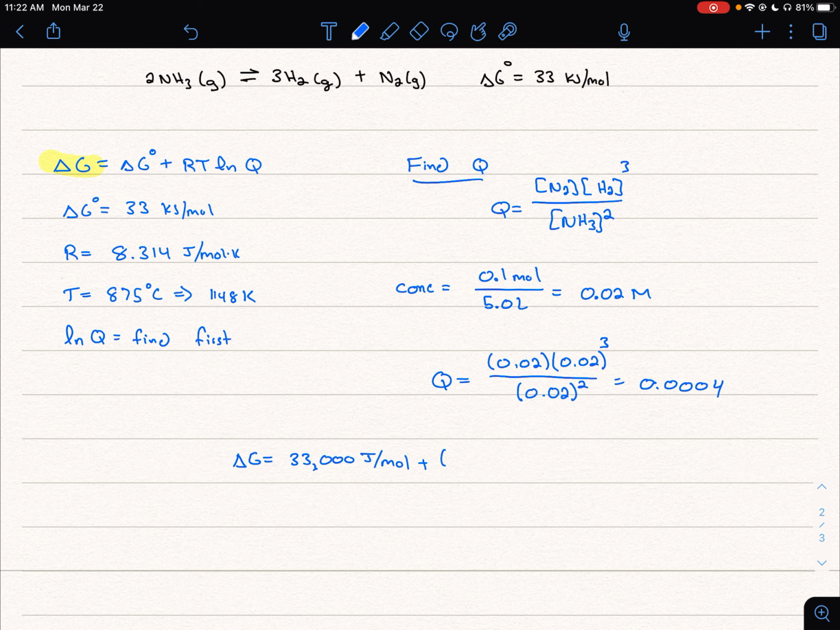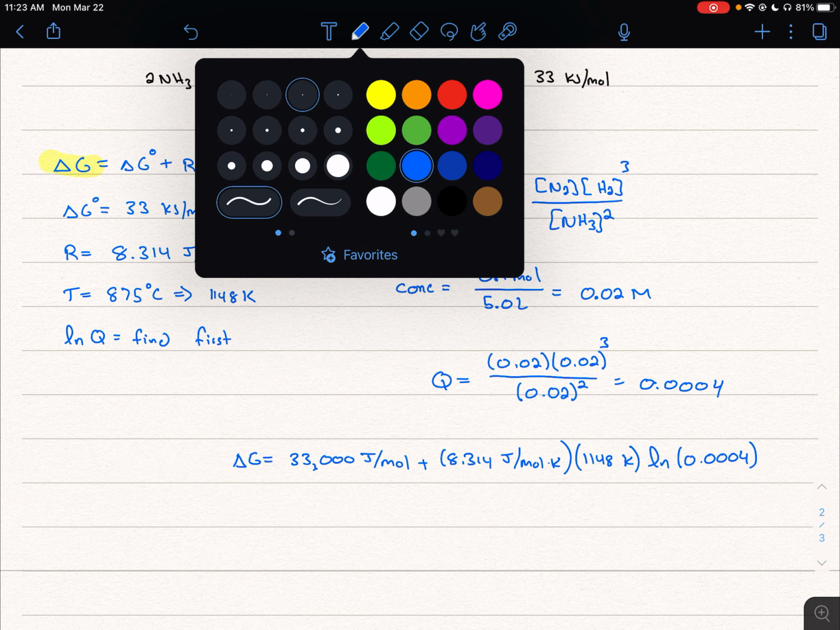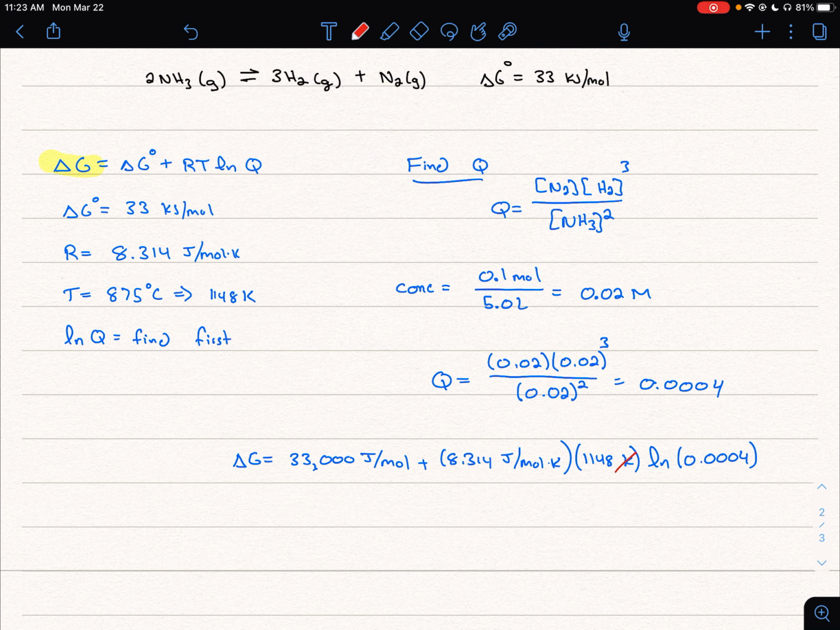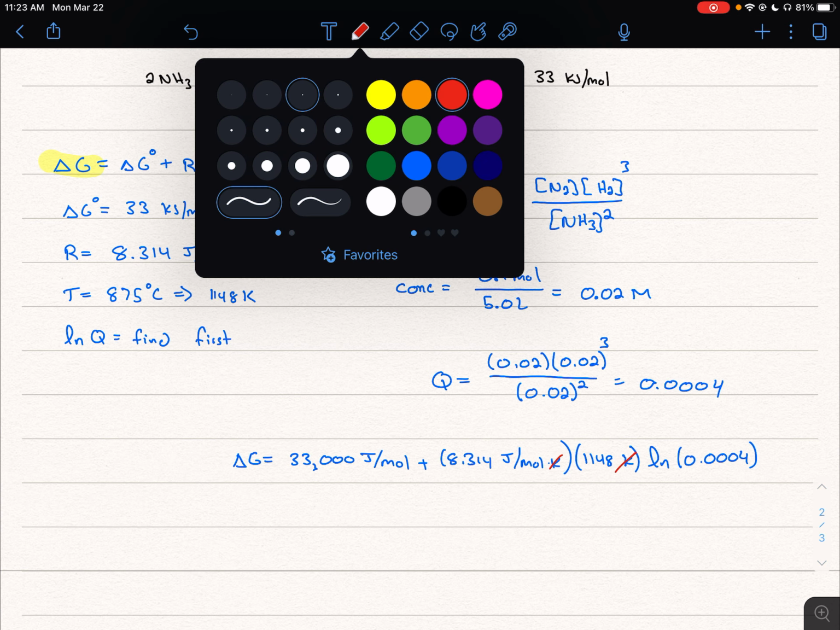plus, and now we have R 8.314 joules per mole times Kelvin times our temperature of 1148 Kelvin times the natural log of 0.0004. Now we can make sure units cross out, and we have our Kelvins are going to go with Kelvins, and both units are going to be in joules per mole.